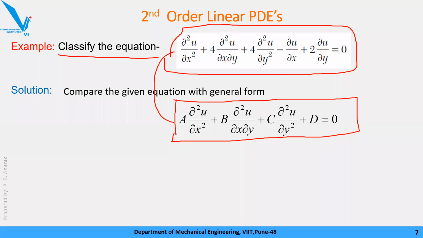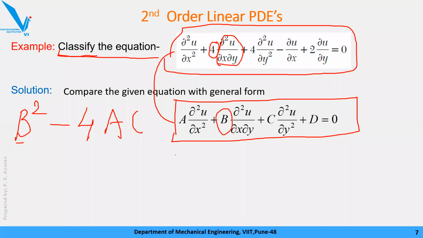So compare these two equations. What we need to evaluate to classify the equation, to judge, is the value of b square minus 4 times ac. So identify how much b is. Look, b is the coefficient of dou square u divided by dou x dou y. Go into your equation and look at this dou square u dou x dou y. What is its coefficient? It is 4. So that means b is 4, and b square minus 4a c.